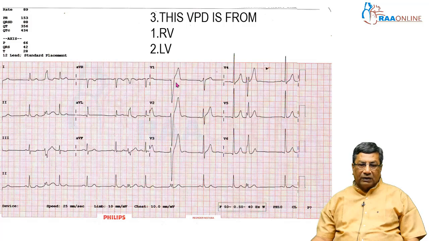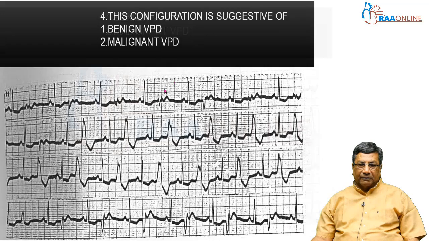For that I asked you to see V1. If the V1 is negative, the VPD is arising from the right ventricle. If the VPD is positive in V1, it is arising from the left ventricle. Here the VPD is negative in V1, so it is likely arising from the right ventricle.